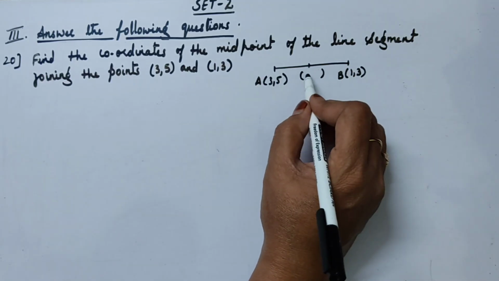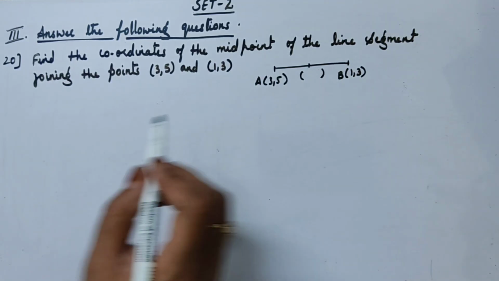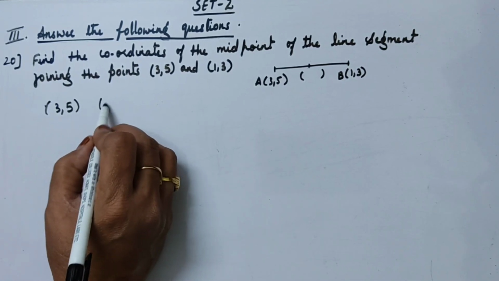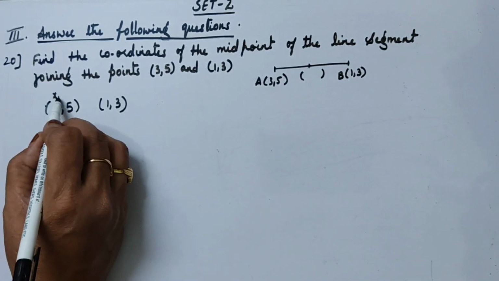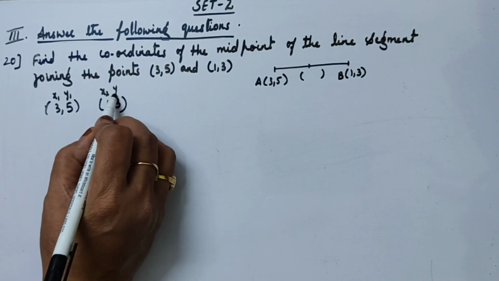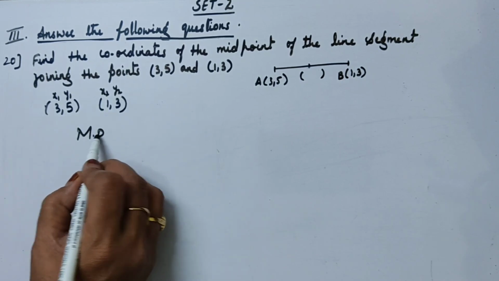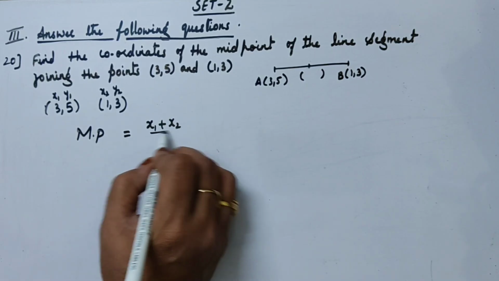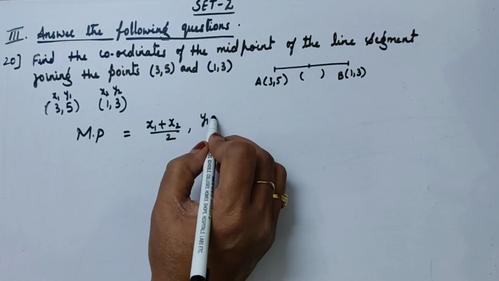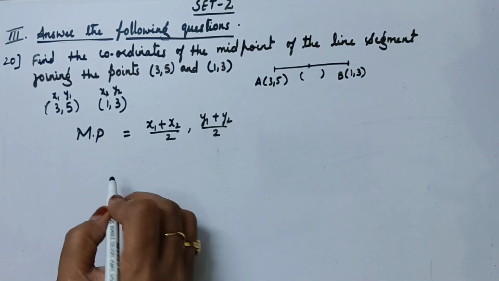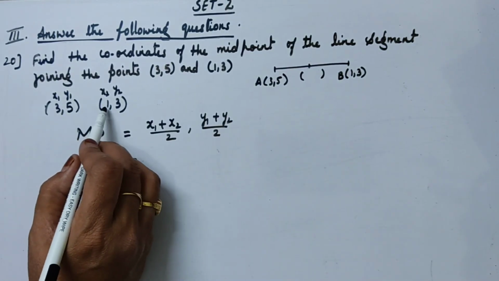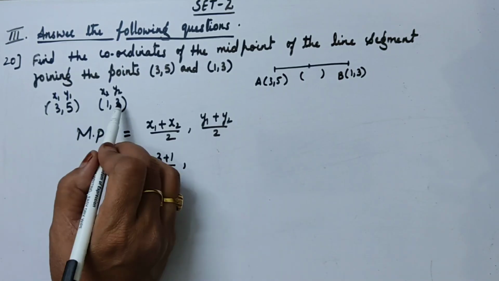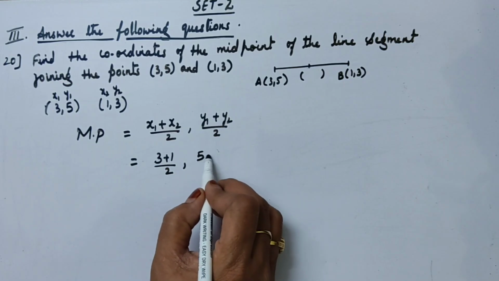We need to find the midpoint, that is (x, y). Here the coordinates are (3, 5) and (1, 3). Let me name these (x1, y1) and (x2, y2). So the midpoint (x, y) equals ((x1 + x2) / 2, (y1 + y2) / 2). Okay, x1 is 3, so (3 + 1) upon 2, comma, y1 plus y2, (5 + 3) upon 2.